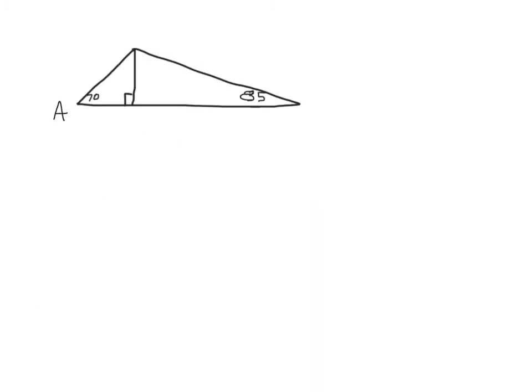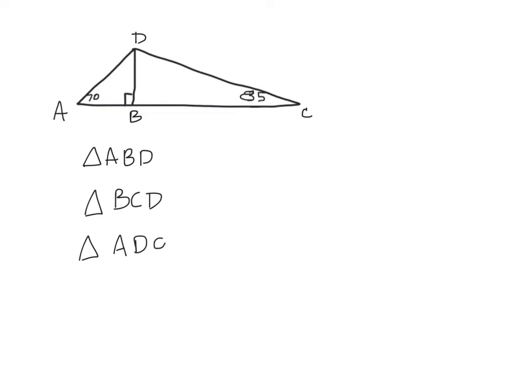Let's talk about classifying these triangles. We have 3 triangles here. Let's see if you can find them first. I have triangle ABD. I have triangle BCD. I also have triangle ADC. So don't forget about this third triangle, the big one. I have the small one and the small one, but together they make a big one.